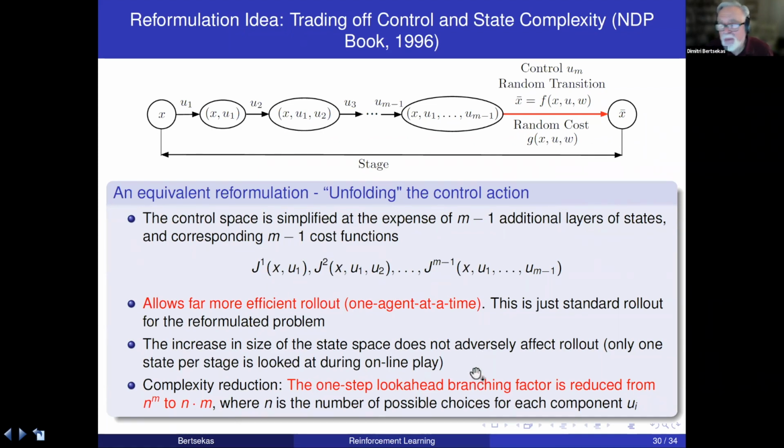Now, do I lose something? Okay, well, this is not some kind of imperfect rollout. It's legitimate rollout, but for a reformulated problem. So it is still covered by a Newton step and by the cost reduction properties of rollout. Everything that you can prove for this all controls at once rollout, you can also prove for the one control at a time rollout. It still has the Newton interpretation and the cost reduction property.